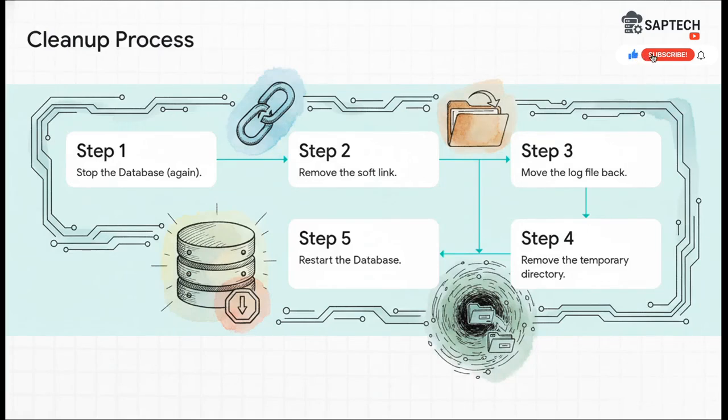You're going to stop the database again, I know, but it's important. Then you remove that soft link we created. After that, move the log file back to its original home in the log directory. Then you can safely get rid of that temporary folder we made. Finally, restart the database one last time. Now everything is back to a clean, standard, and stable state.